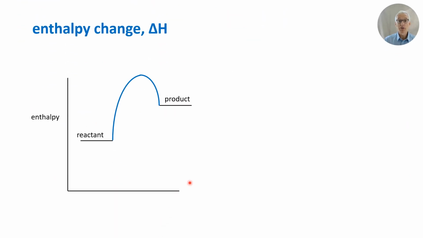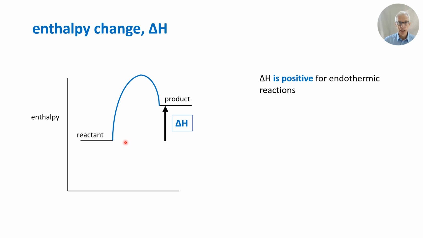Now, for a reaction in which the products have greater enthalpy than the reactants, that is an endothermic reaction, delta H is of course positive. To move from the reactants enthalpy value to the products enthalpy value, we have to increase. There's an increase, so delta H is positive for endothermic reactions.